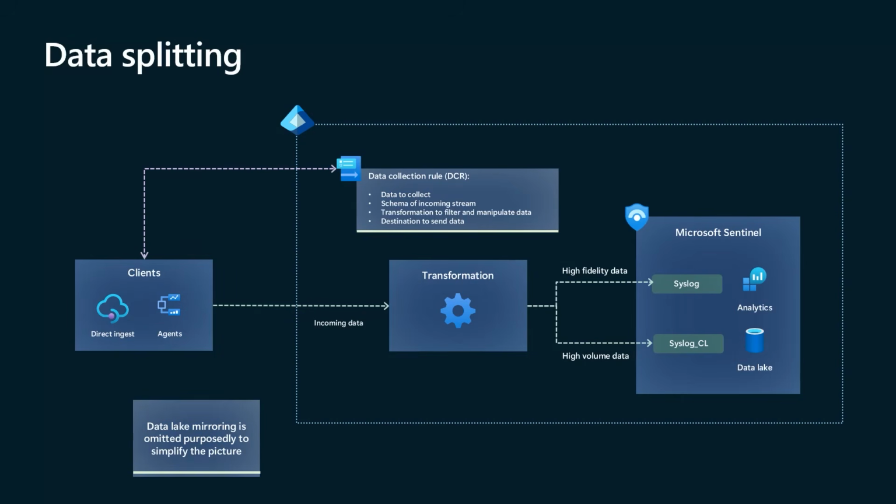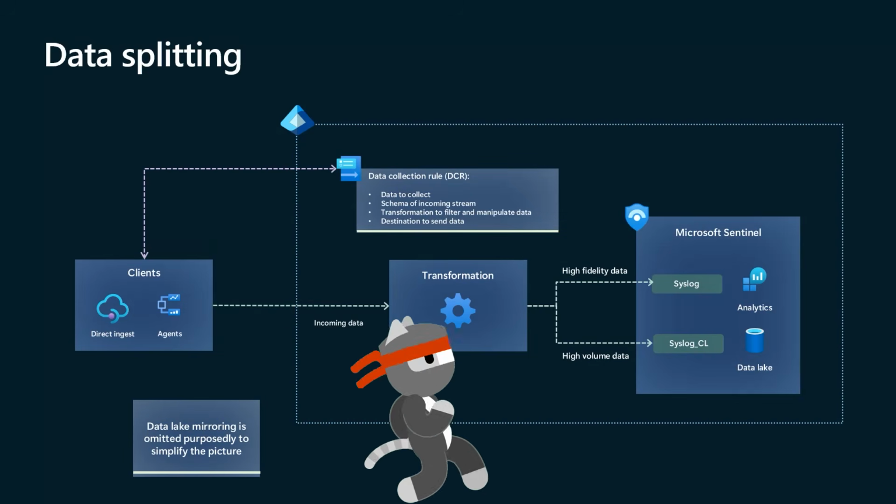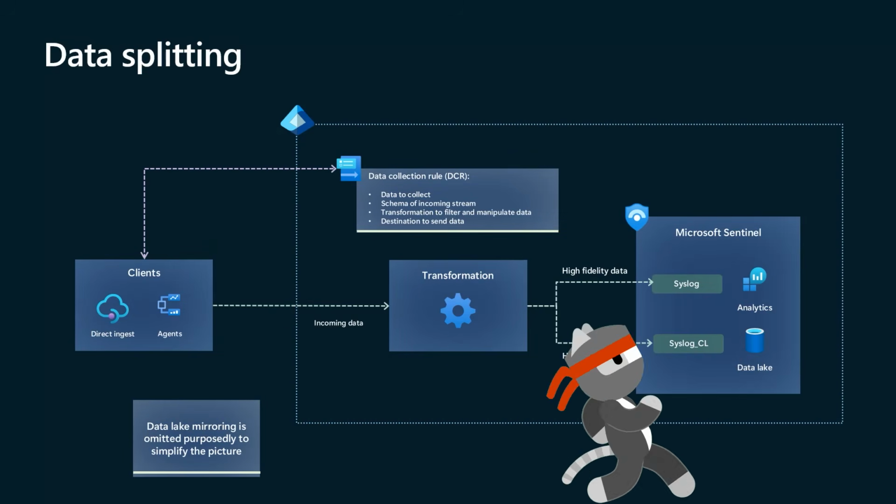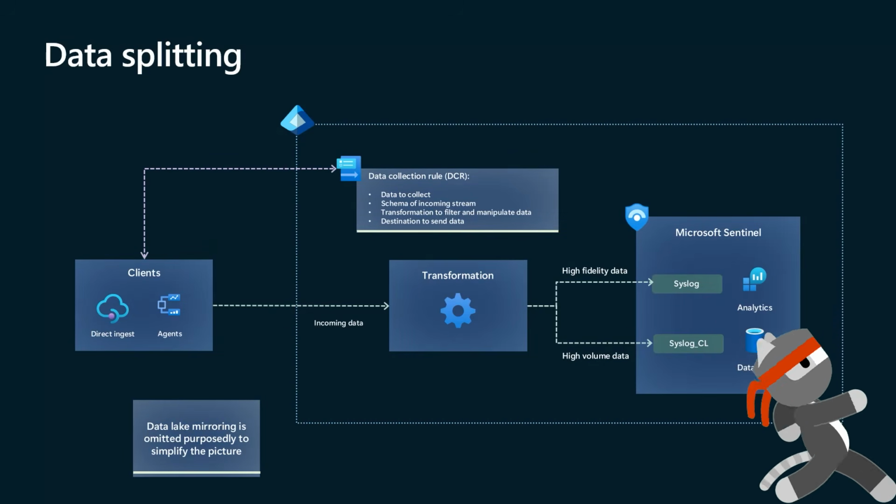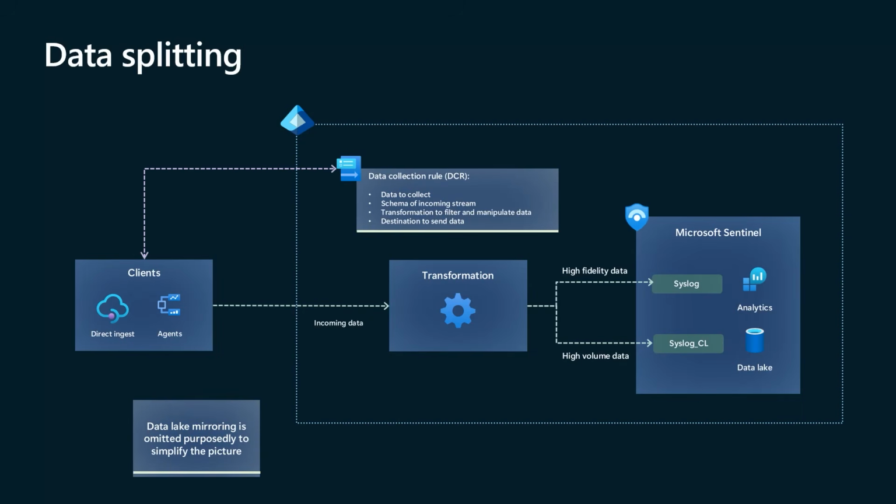You see the ingestion pipeline, the clients on the left, direct ingestion via API or agents, the ingestion pipeline with transformations via the data collection rule, as you probably know. And then within that data collection rule, I split the data stream in two different paths, right? The path at the top goes to the native table, the syslog table in this case. And then we have another table that we have created, the syslog_CL table, that is in the data lake tier.